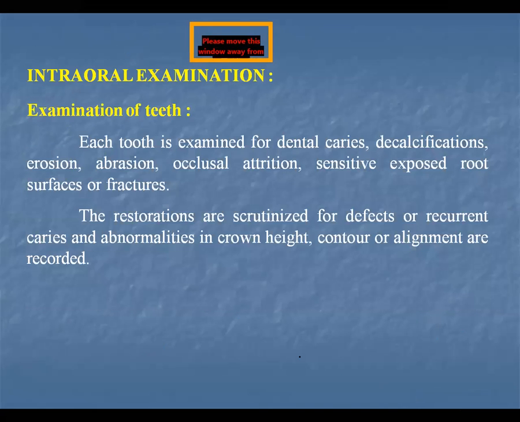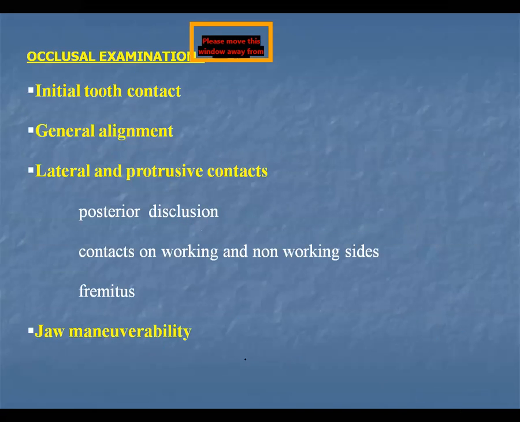When you come to the intraoral exam, it is the basic part, so we should take it very seriously. In occlusal examination, we start with the initial tooth contact. Which teeth are in contact when the patient is closing the mouth. The second one is the general alignment. The last and second last are the lateral and protrusive contacts, when the patient is moving his mandible to the right or to the left. In such cases, we have to evaluate any disclusion, posterior disclusion, and any contacts on the working and non-working sides.